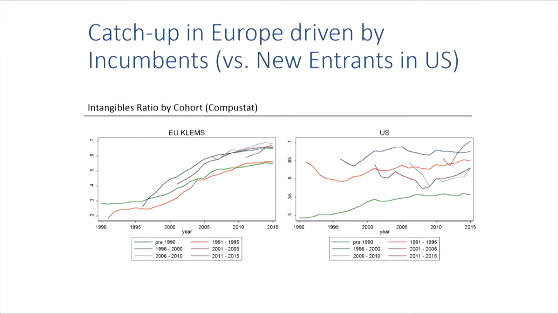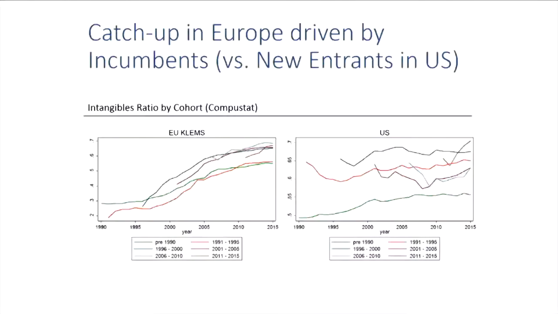Okay? So cohort after cohort, the thing goes up. But each cohort is relatively flat over time. And this process mostly took place in the 1990s, okay? And early, perhaps early 2000s. Okay? So it started earlier than in Europe, and it was done differently. In Europe, on the other hand, so you can see it starts later, okay? And also, it takes place within each firm. Okay? So each cohort is becoming more intangible intensive. Okay? It's the incumbents that are becoming more intangible intensive in Europe.